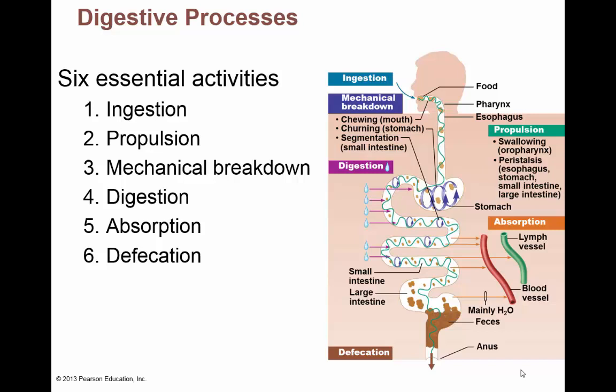It also happens in the stomach as the stomach itself churns. It helps break apart the food even more. That's a mechanical breakdown. We have digestion. This is the actual act of taking large particles of food and making them into their most basic form. We're taking proteins and we're going to turn them into what? Amino acids. We're breaking everything down to the simplest form so we can absorb it.